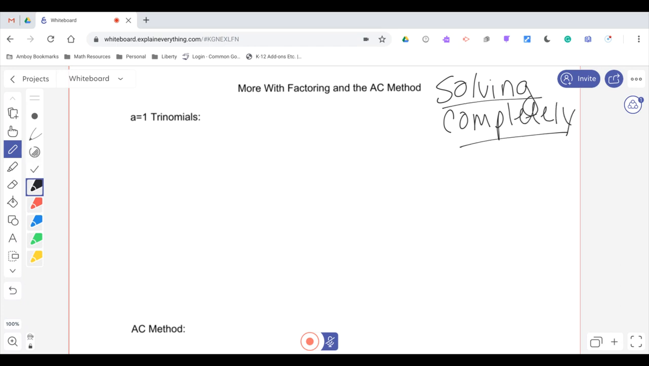Remember, that means you solve it all the way down until you actually find out what x is supposed to equal, and that gives you the x-intercepts, tells you where the graph crosses the x-axis. So let's just do a quick refresher.